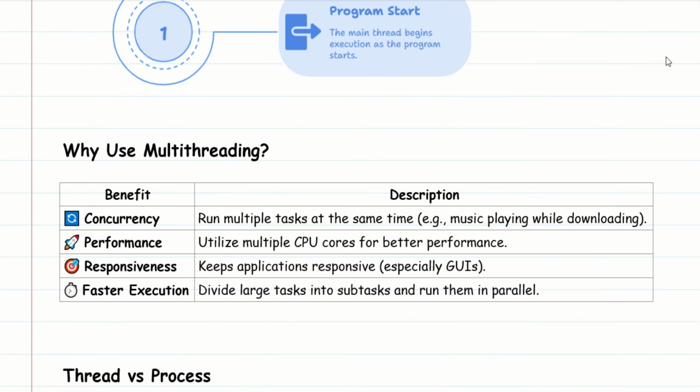So why do we use multithreading? In the real world, multithreading powers everything from games and web servers to Android apps and banking systems. It helps in concurrency by running multiple tasks at the same time, for example, music playing while downloading. And performance-wise, it utilizes multiple CPU cores for better performance, keeps the application responsive, and gives faster execution.